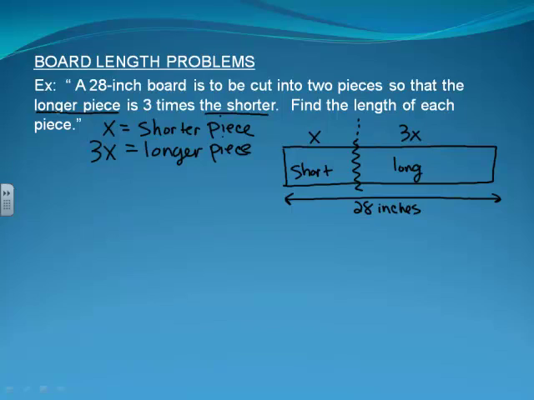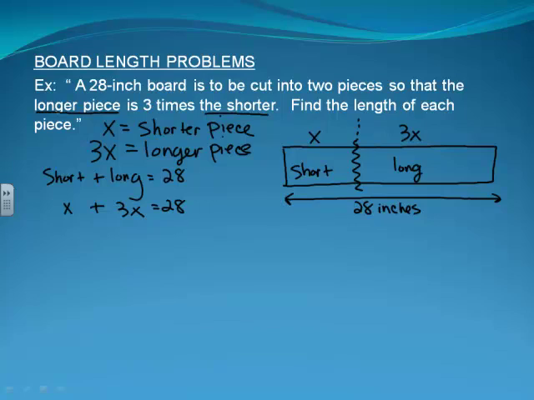So, can you look at that picture and figure out a way to put all that information together into an equation? Do you agree with me that the short piece plus the long piece has got to be equal to the length of the entire board, which is 28? We know the short piece is x, we know the long piece is 3x, and when we add those two together, that gives us a total length of 28. Okay, there's your equation.